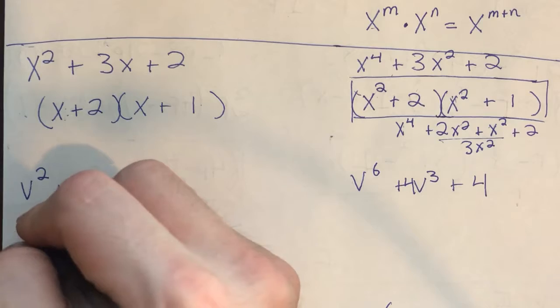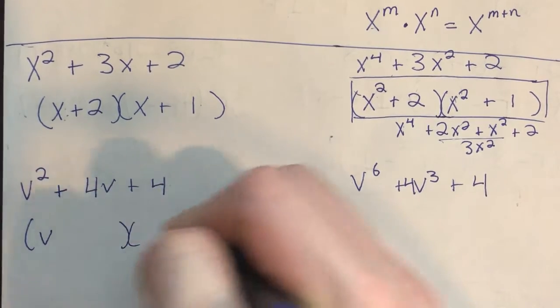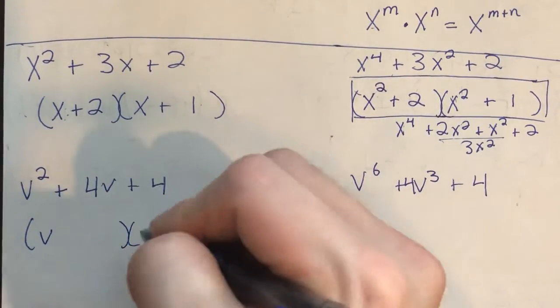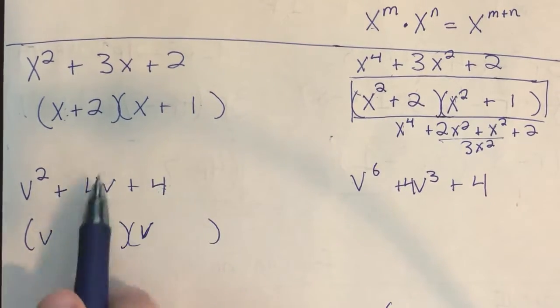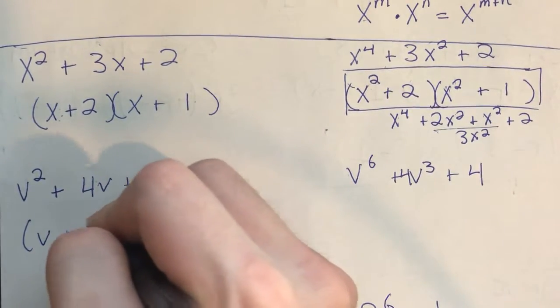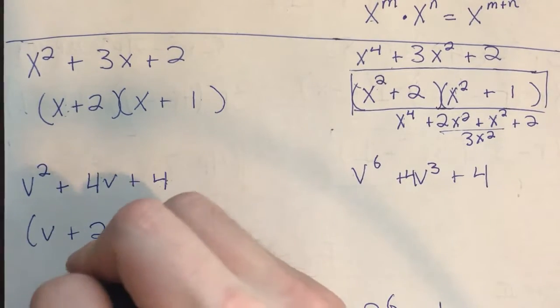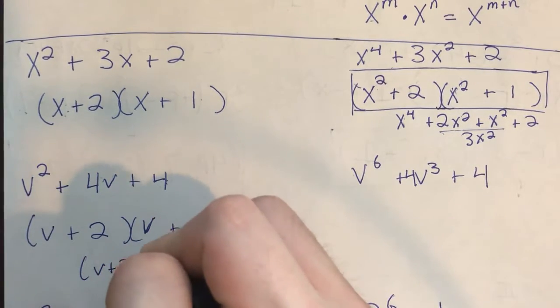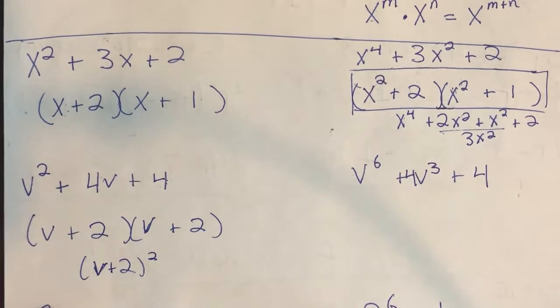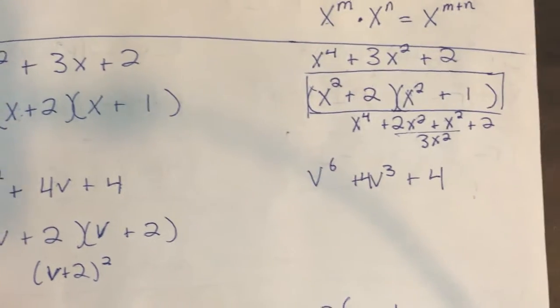And if I didn't know that, I would try to factor this out. Okay, so I'm thinking, all right, multiply to 4, add to 4. Well, that, my friends, is 2 and 2. So in other words, it's v plus 2 squared. See if this works over here.